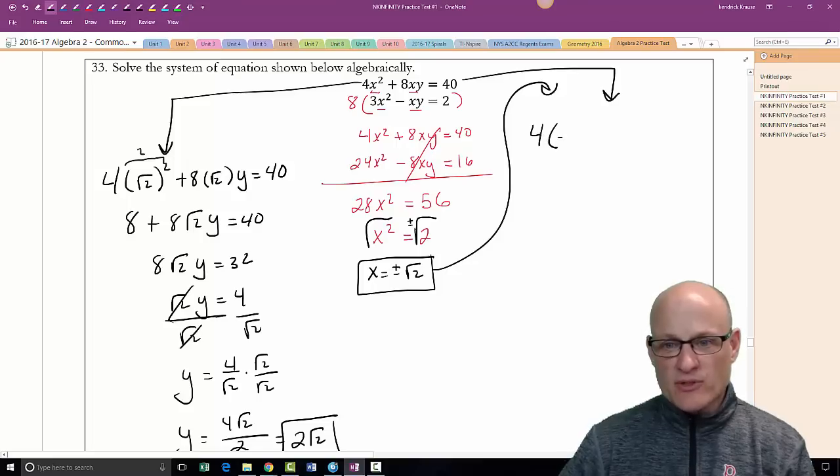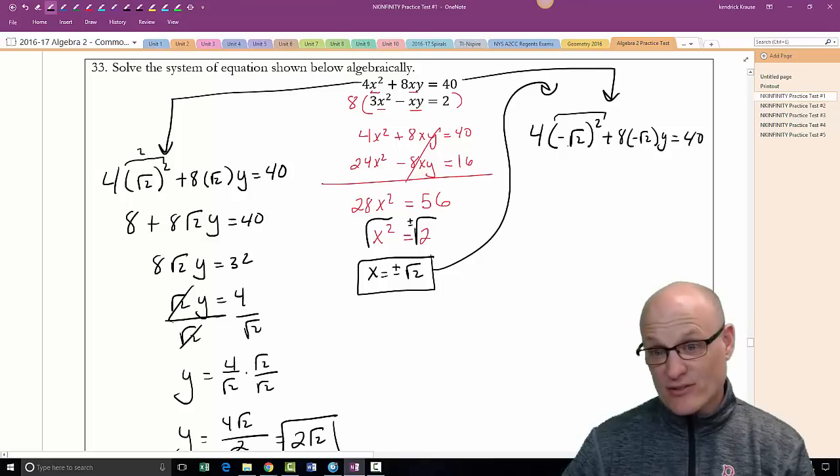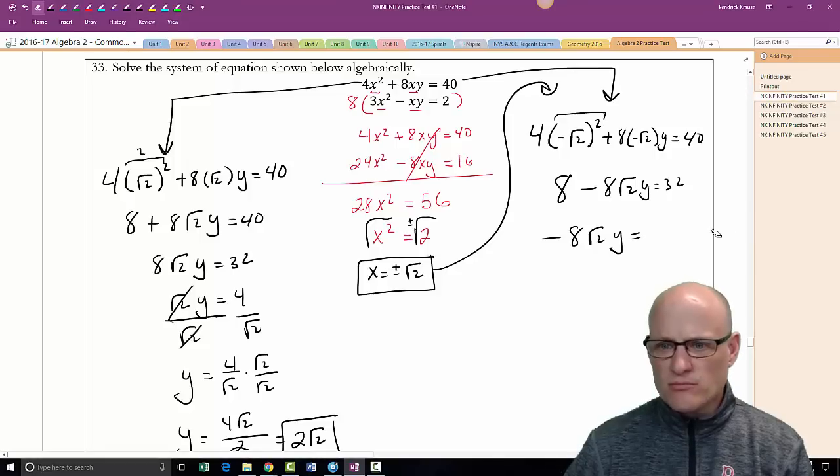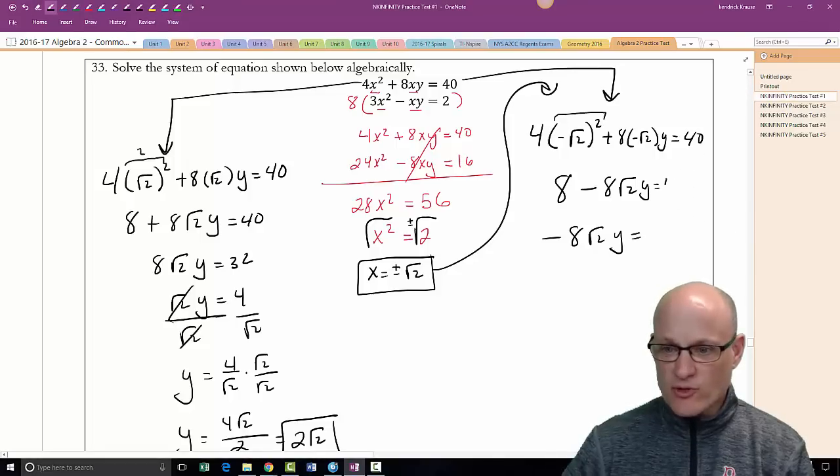So 4 times negative square root of 2 squared plus 8 times negative square root of 2 y equals 40. This is still positive 2 because negative squared is positive and square root of 2 squared is just 2. So this is just still 8 minus, though, see how this is going to be negative? Negative 8 square roots of 2y equals 40. Sorry, I was jumping the gun here a little bit.